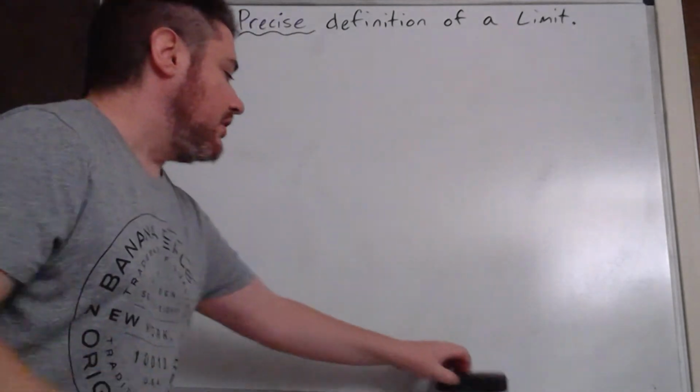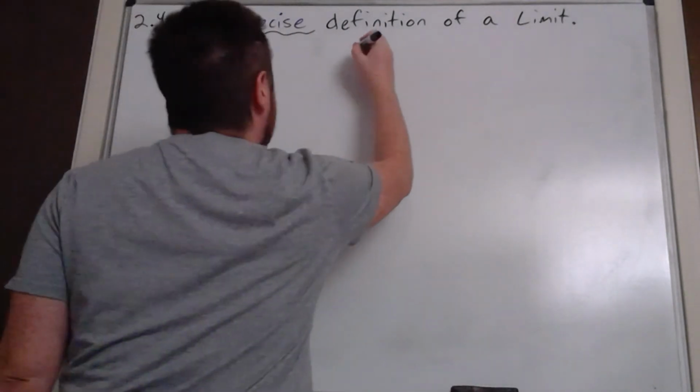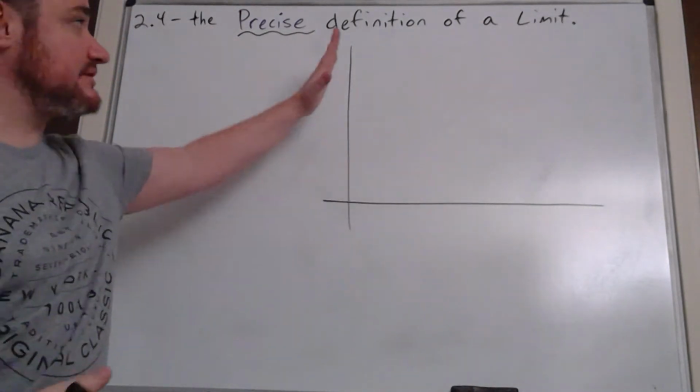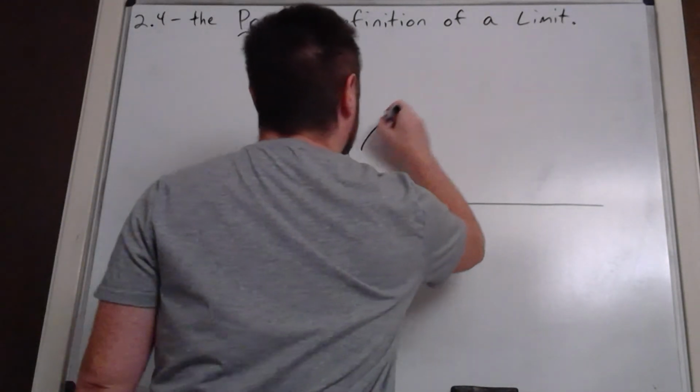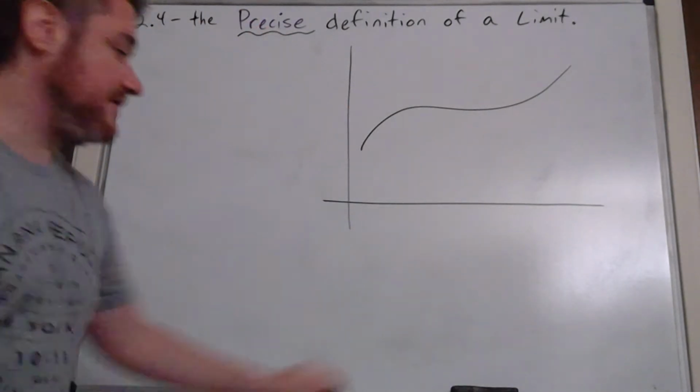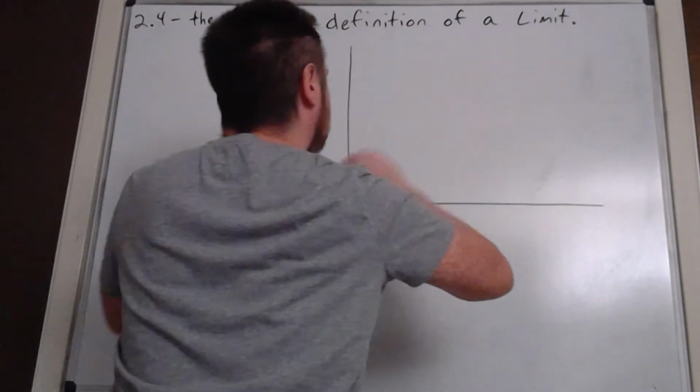Okay, so let me draw a picture of that. So I've got an x-axis, a y-axis, and some function. Just call that function f. Let me make it a little bit more curvy.